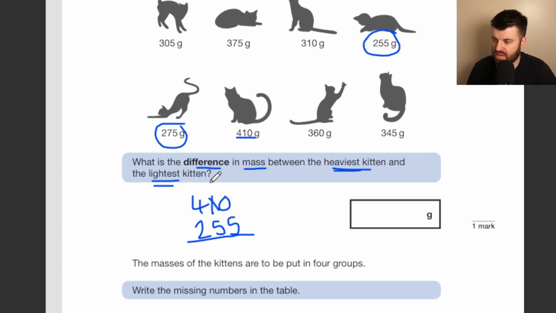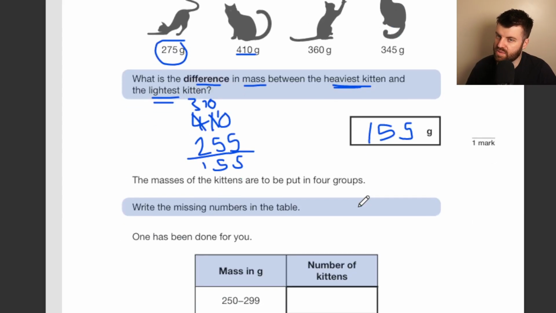0 take away 5 we can't do, some exchanging. 10 take away 5 is 5. Going to put 5 in the 1s straight away here. 0 take away 5 again, we cannot actually do that yet until we exchange. I always say, we can go into negative numbers but not with column method. 10 take away 5 is 5. 3 take away 2 is 1. We have 155 as the difference, but I don't think this question's over yet.